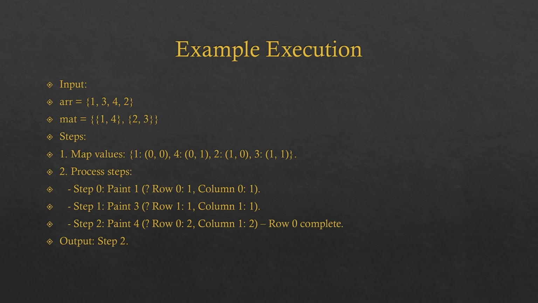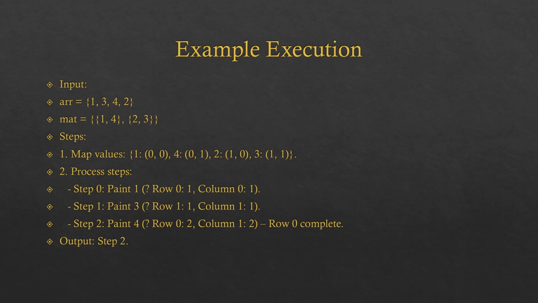Let's go through an example to understand the solution better. Given the array arr, with elements 1, 3, 4, 2, and a matrix mat with rows 1, 4 and 2, 3. If we first map the values to their positions: 1 at 0,0; 4 at 0,1; 2 at 1,0; and 3 at 1,1, then we process each step.